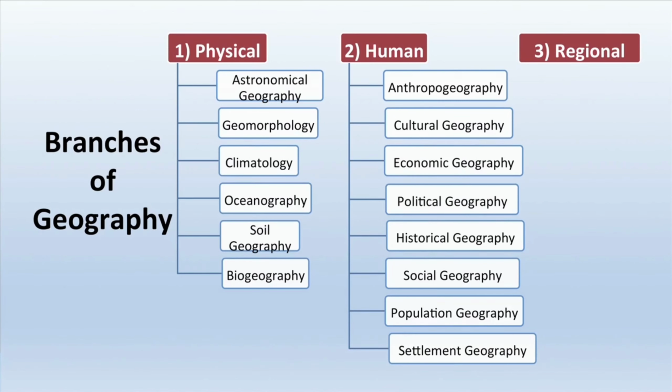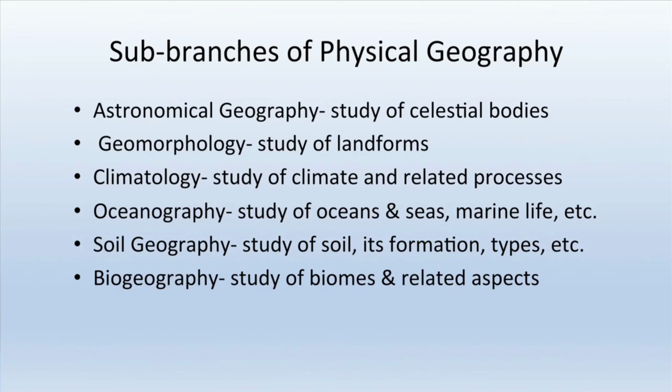The human branch of geography includes anthropogeography, cultural geography, economic geography, political geography, historical geography, social geography, population geography and settlement geography. So, all these sub-themes, we can decipher, are related to human aspects. And the last one or the third one is the regional branch, where we study various aspects depending upon the region. So, regions are coined and then we study various aspects related to it.